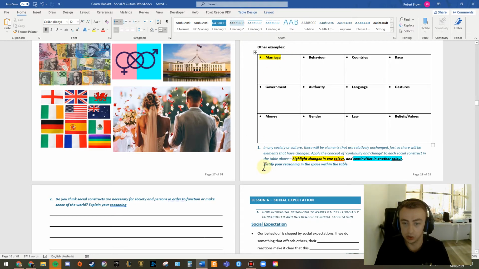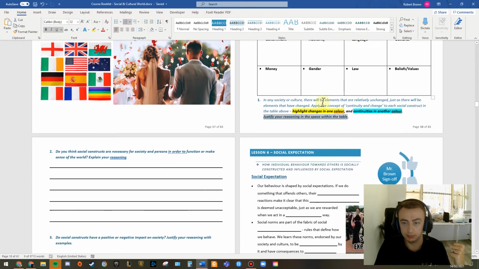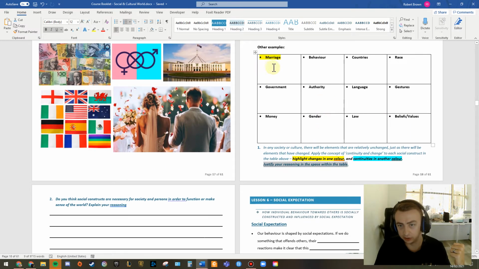And what I want you to do underneath it is to justify your reasoning as to why you said it's a continuity or change, depending on what you think. So go through and do that for each of them, and then justify it. There's only a little dot point underneath each of them on why you think it's changed or why you think it's stayed the same.